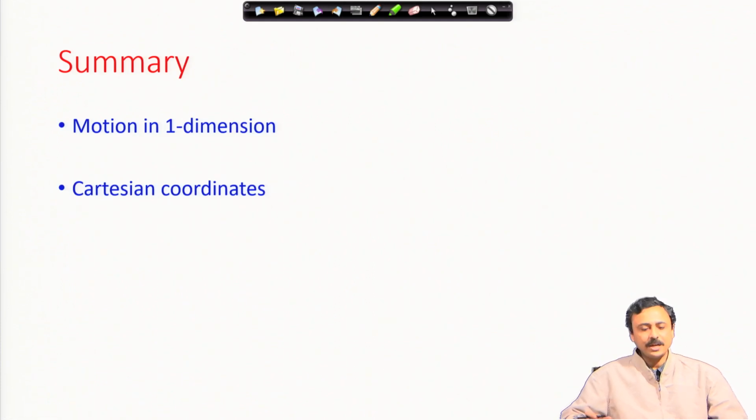So, let me summarize. We have discussed motion in one dimension, and we have looked at the Cartesian coordinate system. We are going to continue this with more coordinate systems. We will discuss coordinate systems like tangent-normal and polar coordinates. So, I will conclude the lecture here.